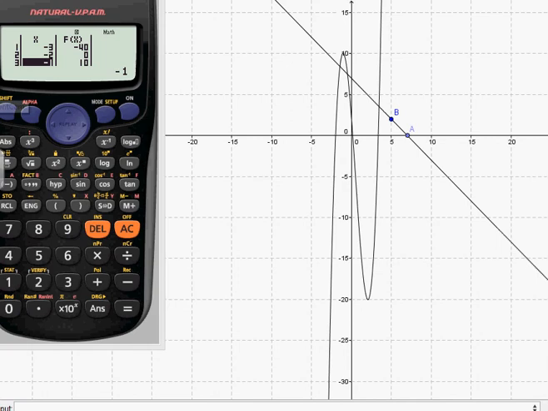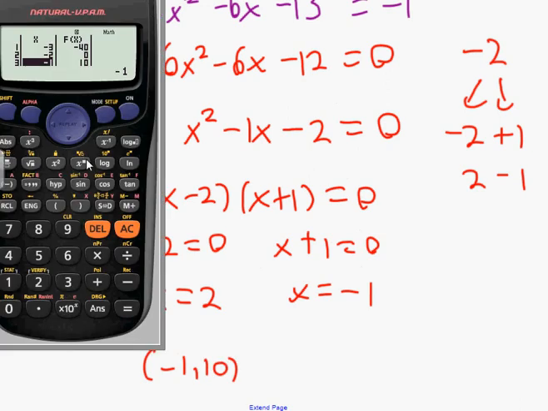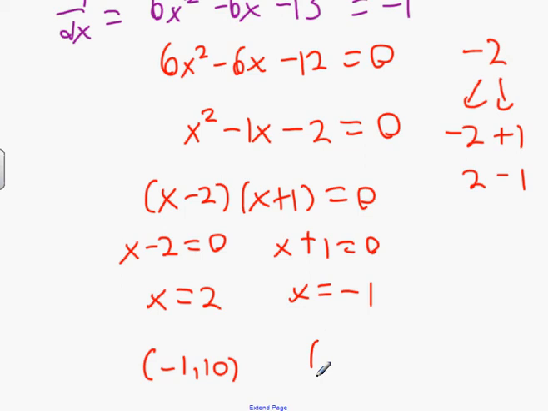So give me a second. The answer for the first one is minus 1, 10. And the second one is 2, minus 20. Now, will somebody keep those 2 points in mind for me? Minus 1, 10, and the second point being 2, minus 20. Okay, let's see what happens.